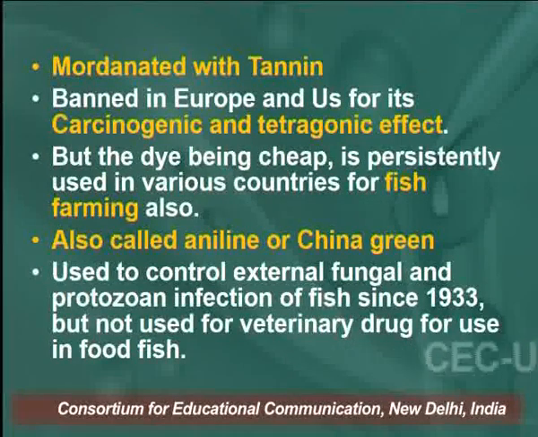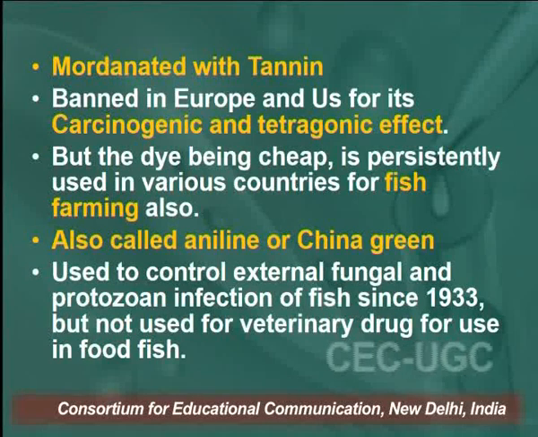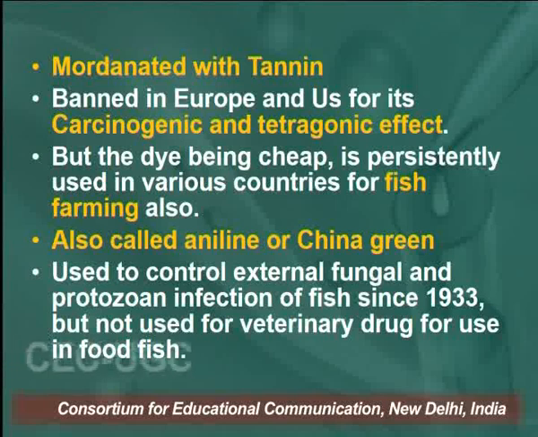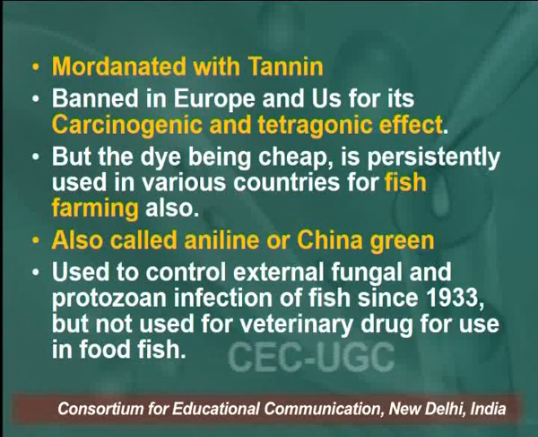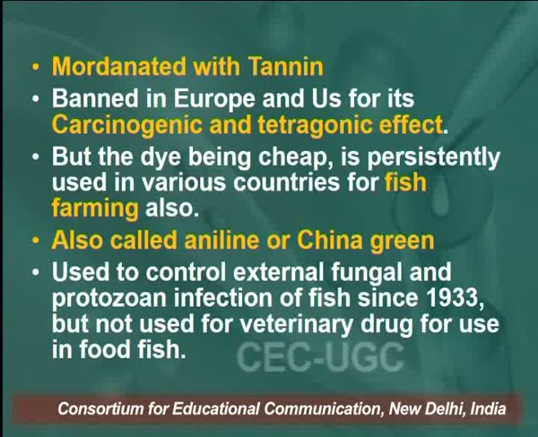So, this malachite green is mordanted with tannin, and learners, it is banned in Europe and the US for its carcinogenic nature, and also its teratogenic effect. So, due to its teratogenic effect and carcinogenic nature, it is banned in Europe and the US. But this dye, being cheap, is still used in various countries, and this dye is also used for fish farming, and it is also called aniline or China green dye.